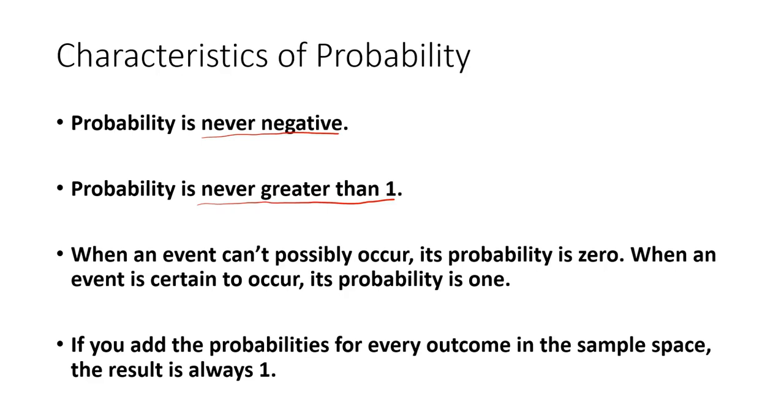And then the last piece is that if you add all the probabilities for every single outcome, the result always has to add up to 1. You know that something is going to happen. One of those outcomes is going to occur. And so if you add up all the probabilities, they should always be equal to 1.